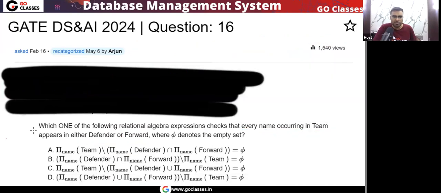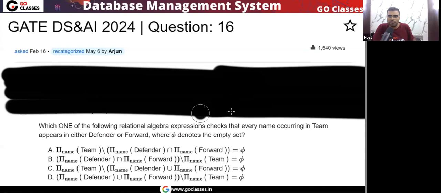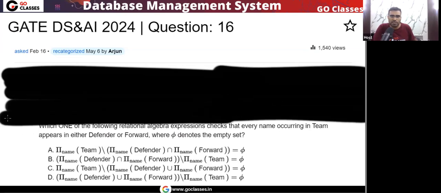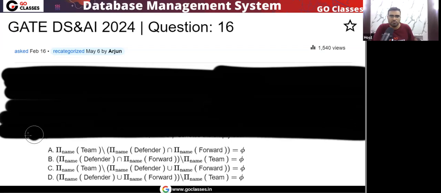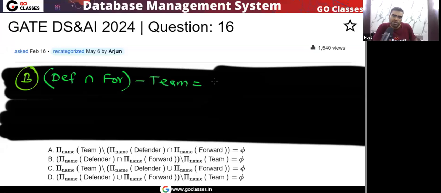What about option B? Tell me what option B is checking. So let's see option B. Option B is basically saying that from the common part, from the all-rounders, you remove the team, then you are getting phi. From defender intersection forward, you remove team, then you are getting phi.